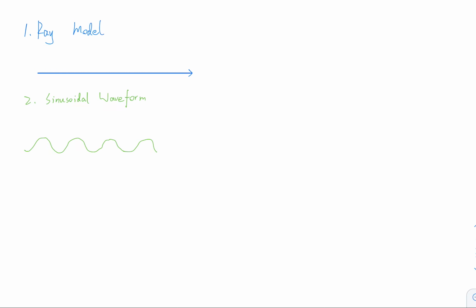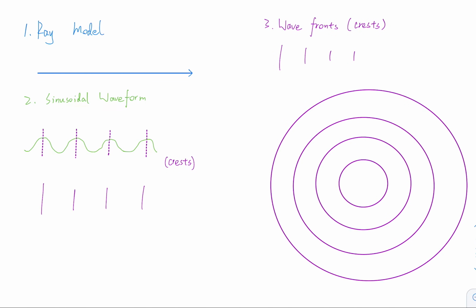And the third model is called the wavefront model. It also describes light as waves, and to get this third model, we just have to consider only the crests in the second model. And we simplify the second model to get the third one because it's easier to consider waves like this in a 3D form. And later this will help us when we are investigating light through space and how light interacts with each other.